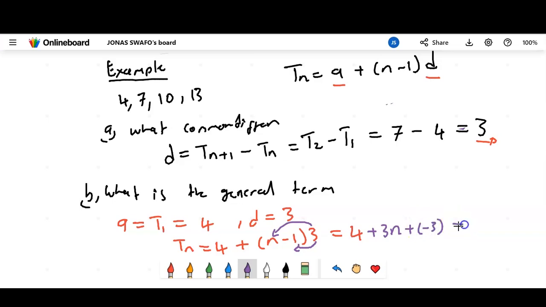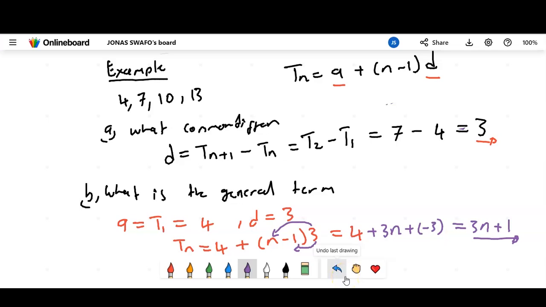And if you simplify it further, you can see the 4 minus the 3 gives a 1. So you're going to say 3n, then it's going to be 4 minus 3, which is plus 1. And this is your general term.